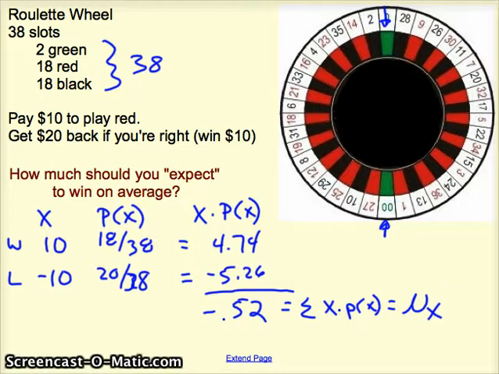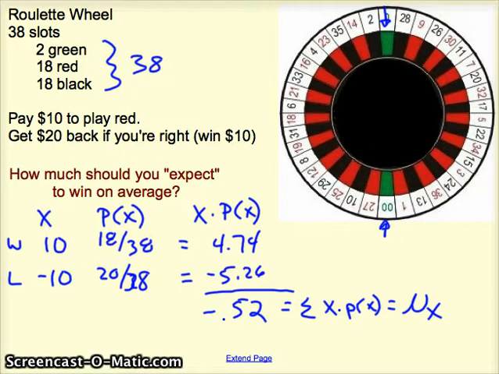So what does negative 0.52 mean? Just pause for a second and think: what does that mean? Well, this is really important to understanding what expected value means, or what the mean of a discrete random variable means. You can't lose 52 cents playing roulette, so it doesn't mean that.